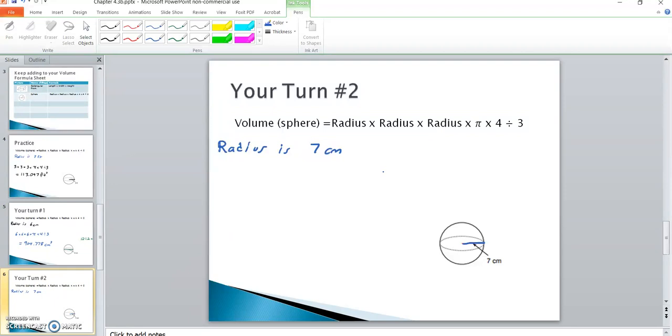All right. So you should have 7 times 7 times 7 times pi times 4 divided by 3. So that equals 1,436.755 centimeters cubed.